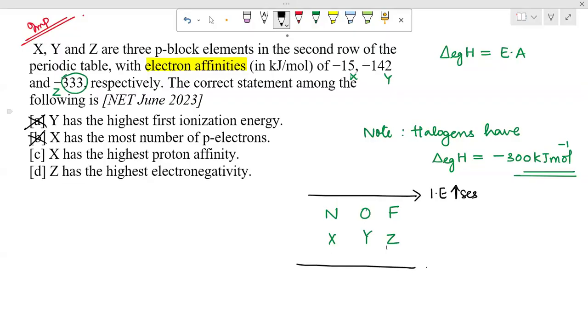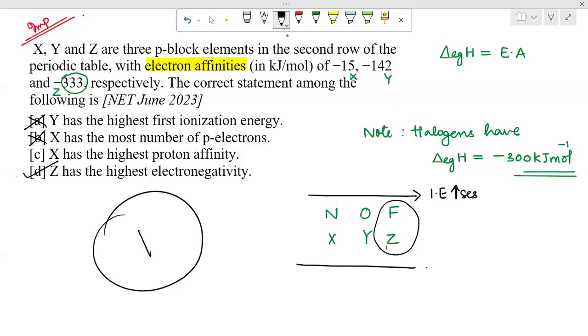C and D, if you compare: C is X has the highest proton affinity. D is Z has the highest electronegativity. That is true. Nitrogen, oxygen, fluorine. Fluorine has got the highest electronegativity. So the correct option is option D.